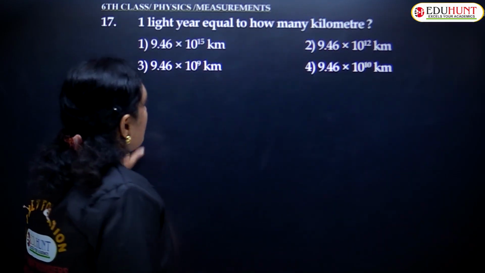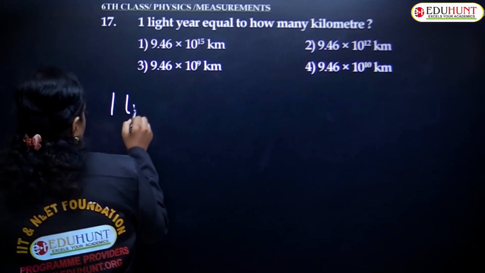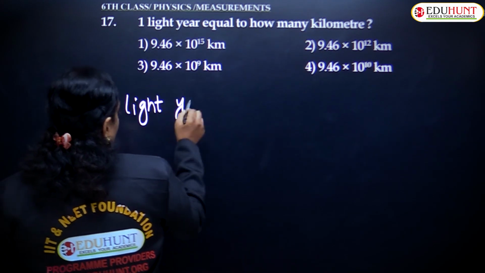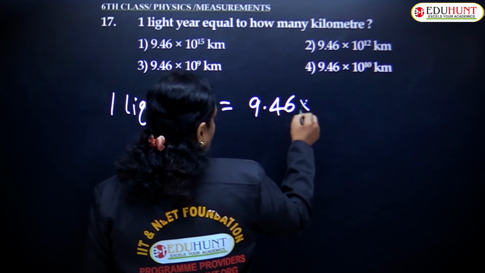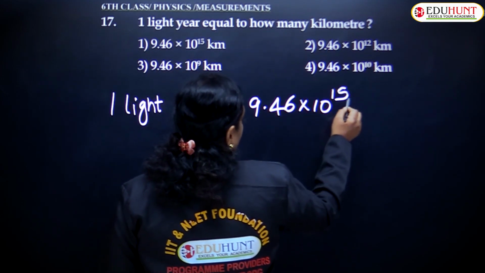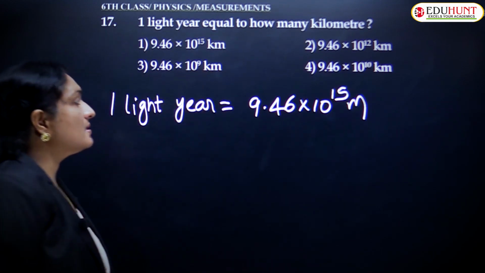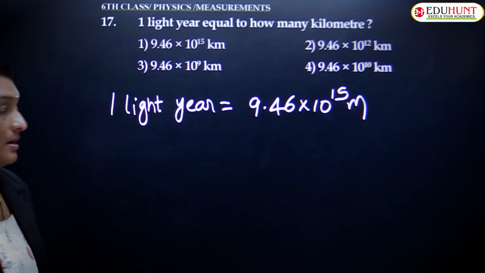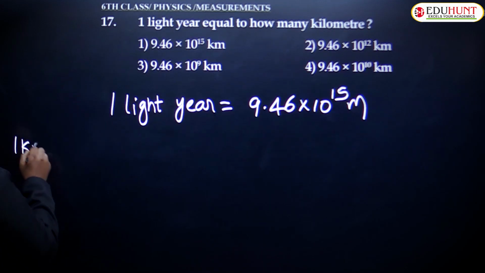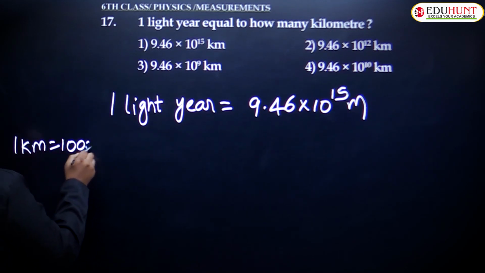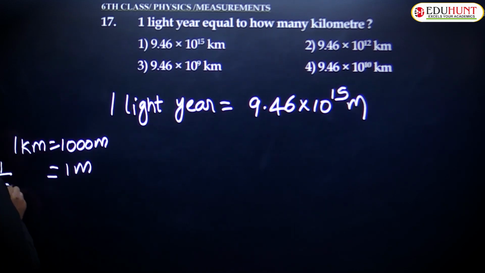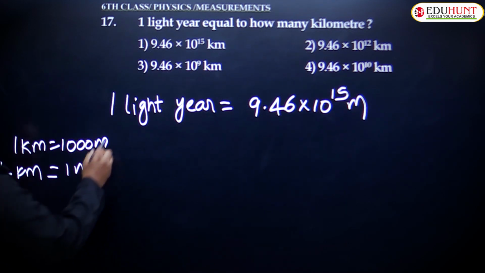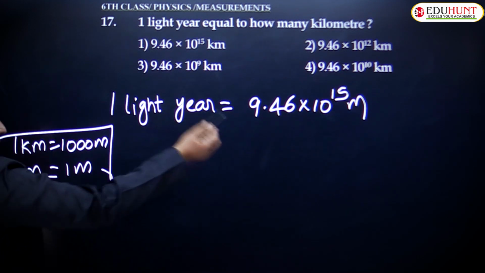Well, 1 light year is equal to how many kilometers? Just now we have discussed 1 light year is equal to 9.46 into 10 power 15 meters. But your answer you asked in kilometers. We know that 1 kilometer is equal to 1000 meters. So 1 meter is equal to 1 by 1000 kilometer. Let us try to convert meters into kilometers.